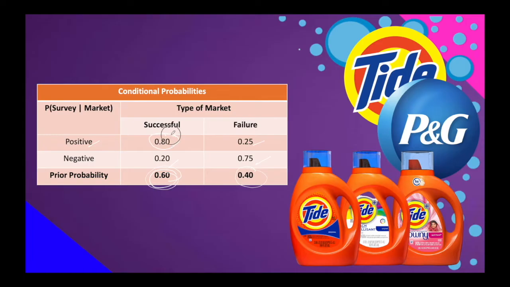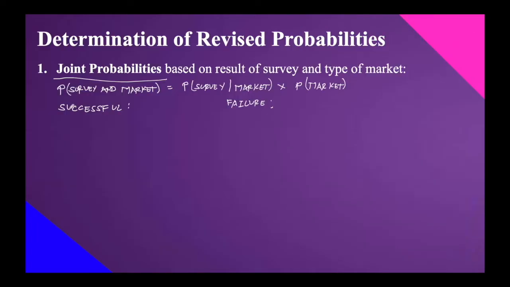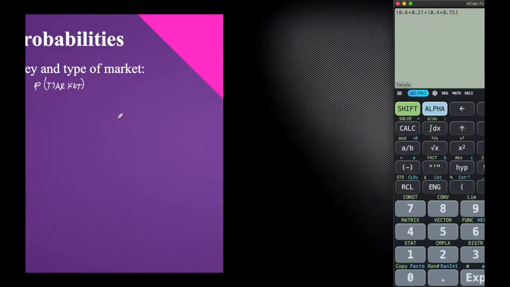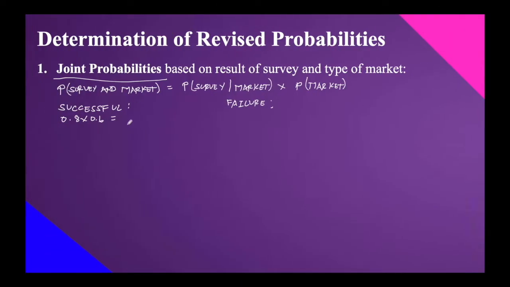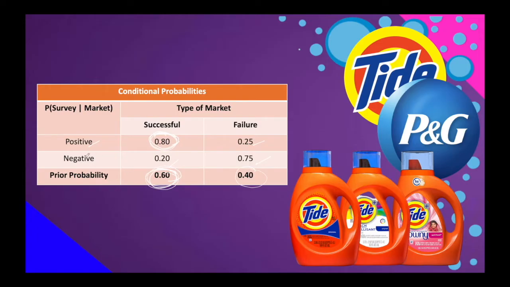Okay? Again, ulitin ko, no? Etong 0.8 po, this will be the probability of survey, which is in our case positive, given the market, in our case successful market. And this 0.6 will be the probability of the market. So 0.8 times 0.6, that will be the first part of our solution. So basically, guys, this 0.8 and 0.6, let's go to our calculator. 0.8 times 0.6, 0.48. So that is the first na compute natin. We have here 0.48.